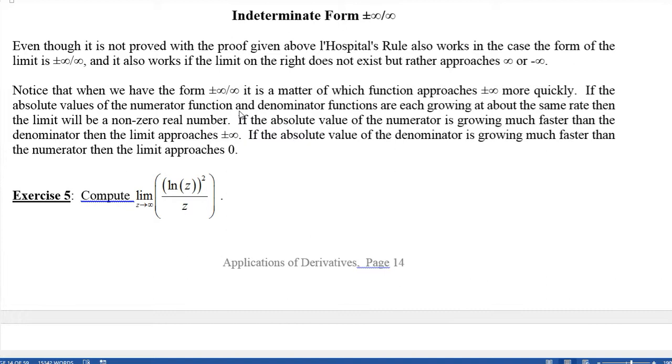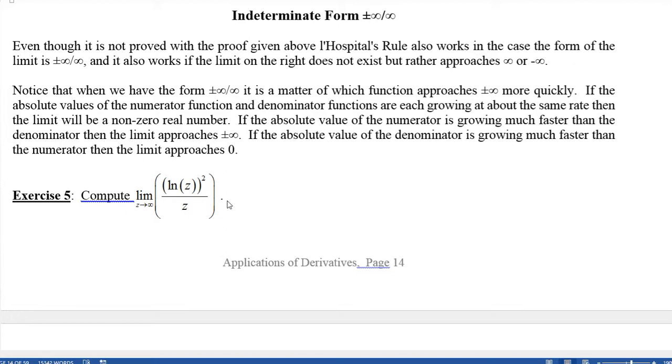On the other hand, if the absolute value of the numerator function is growing much faster than the denominator function, then the whole thing is going to go towards infinity or possibly negative infinity, at least from one side or the other. And if the denominator function is growing much faster than the numerator function, then the whole thing is going to go to zero. So it has to do with the relative rates of growth of these things, but L'Hopital's rule will apply. So let's do that.